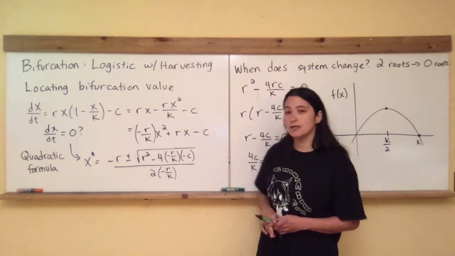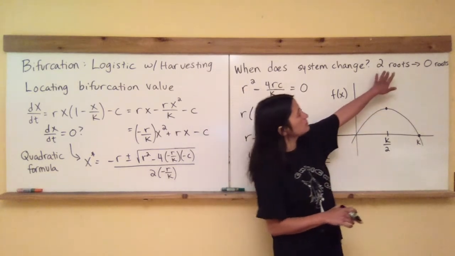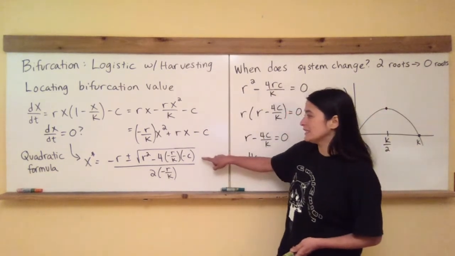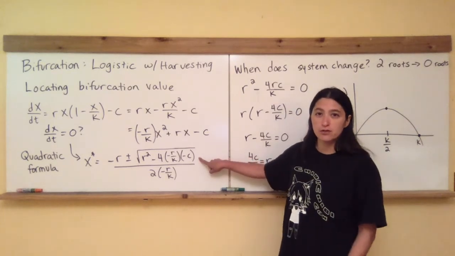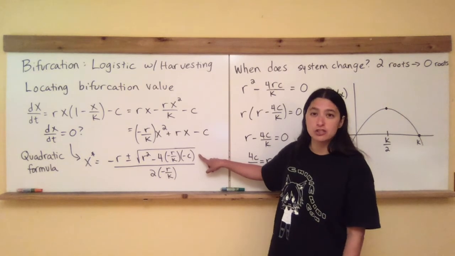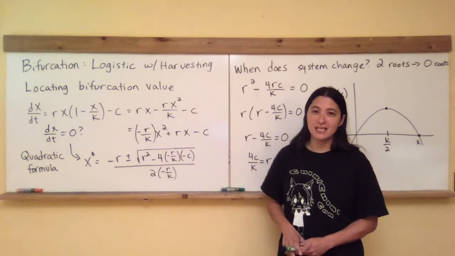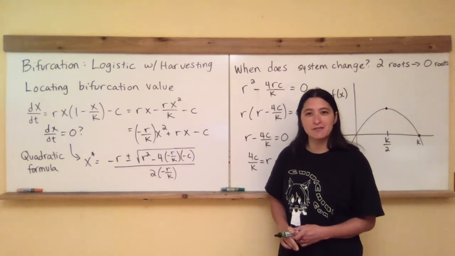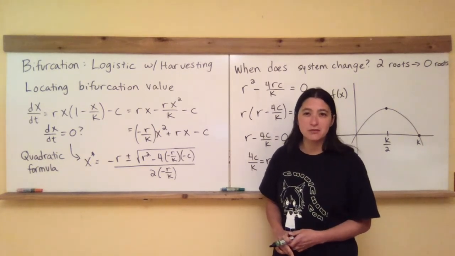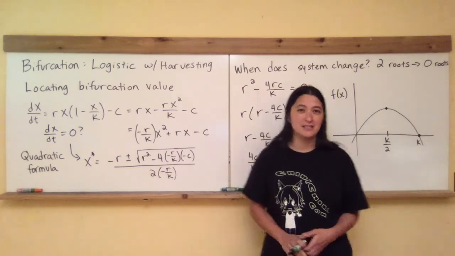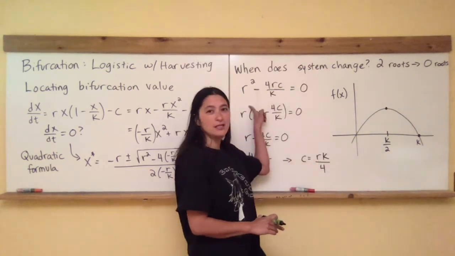So really, where we see the qualitative change between two roots and zero roots is the same place where we see the stuff inside the square root, which is called the discriminant, go from being positive to negative. And just like any good continuous function, you can't go from positive to negative without going through zero. Zero is the dividing line between positive and negative values. So we're going to set the discriminant equal to zero.